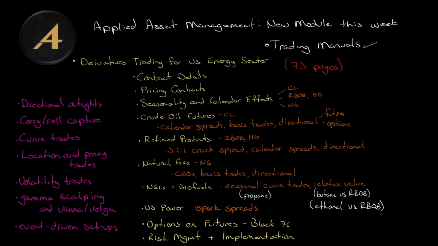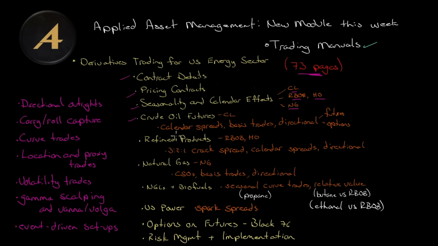The first one that is going up should be up, well, in North America, it is Labor Day on Monday. I can't expect anybody to do anything. So looking at Tuesday or Wednesday. This first one is 73 pages. It's derivative trading for the U.S. energy sector. I cover contract details, the pricing, seasonality, and calendar effects. And we're really paying attention to CL, WTI, gasoline, heating oil, and natural gas.